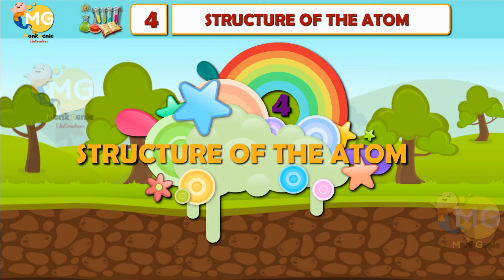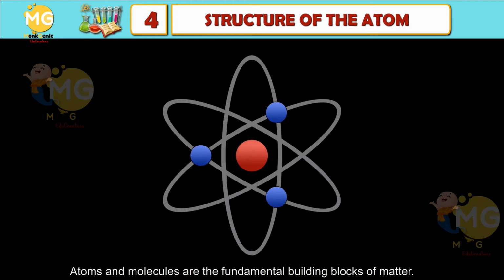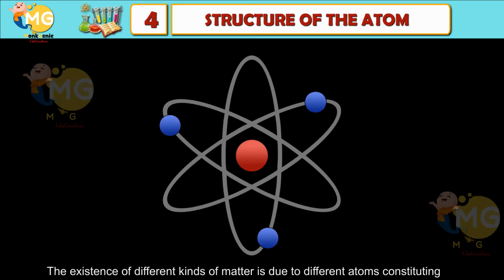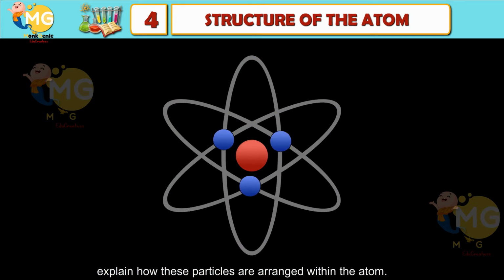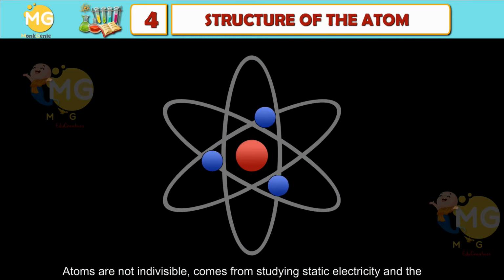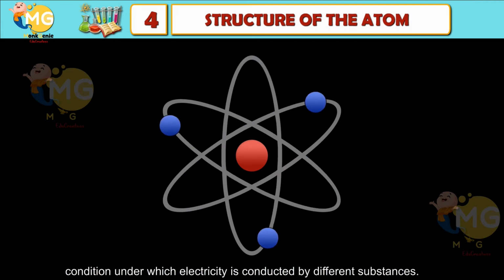Lesson 4. Structure of the atom. Atoms and molecules are the fundamental building blocks of matter. The existence of different kinds of matter is due to different atoms constituting them. We will study subatomic particles and the various models that have been proposed to explain how these particles are arranged within the atom. The idea that atoms are not indivisible comes from studying static electricity and the conditions under which electricity is conducted by different substances.